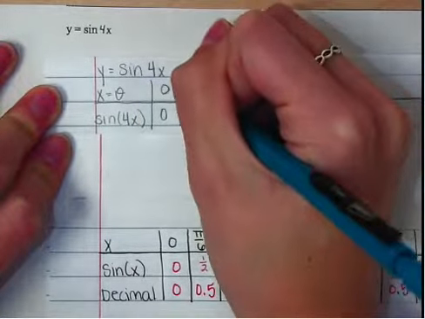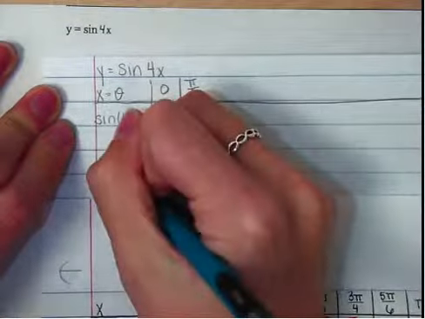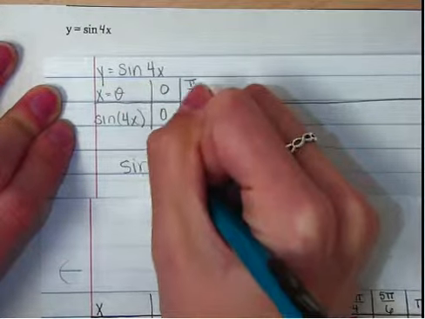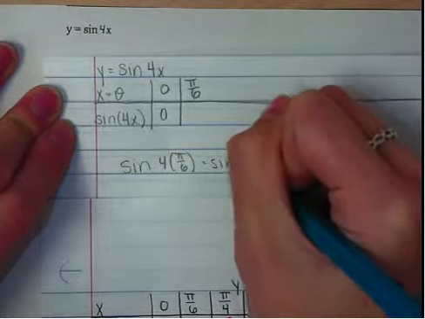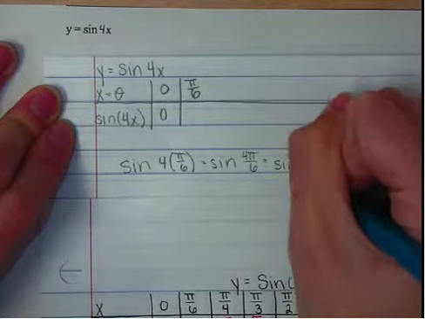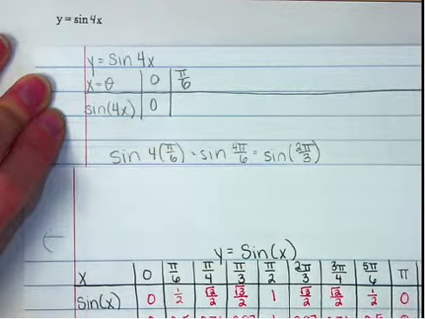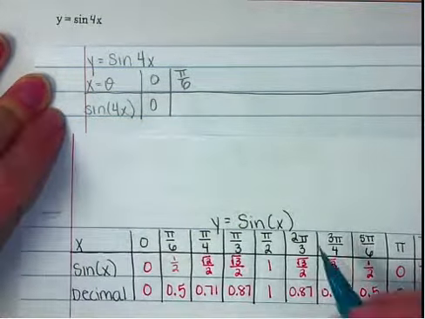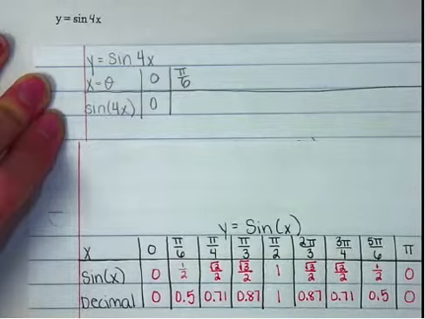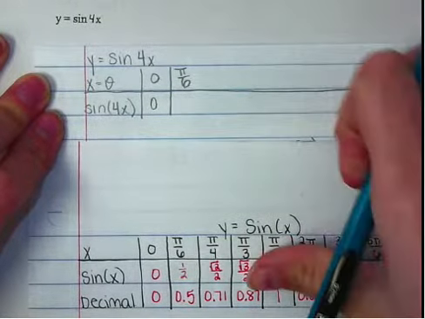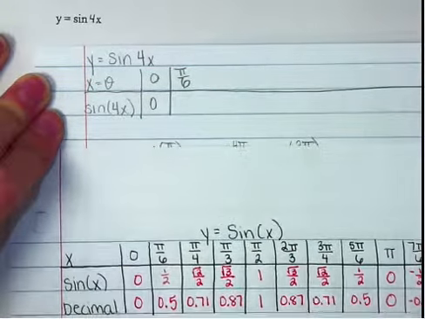The next value of theta I have is pi over 6. If I substitute this in, sine of 4 times pi over 6 gives me sine of 4 pi over 6. If I simplify that, that's sine of 2 pi over 3. And I know that sine of 2 pi over 3 by my table is 0.87. So sine of 4 times pi over 6 is the same as sine of 2 pi over 3, which is 0.87.